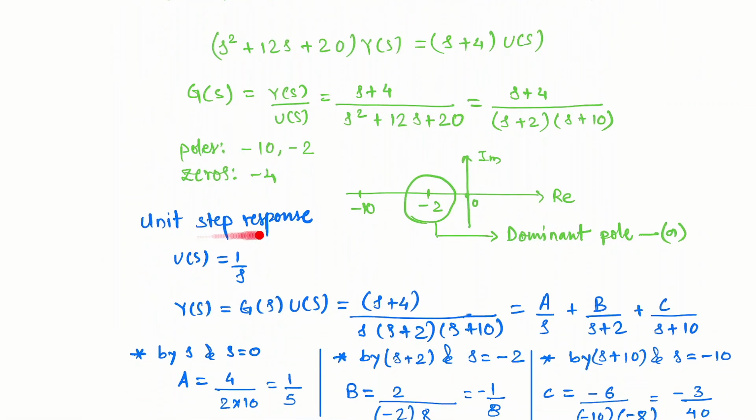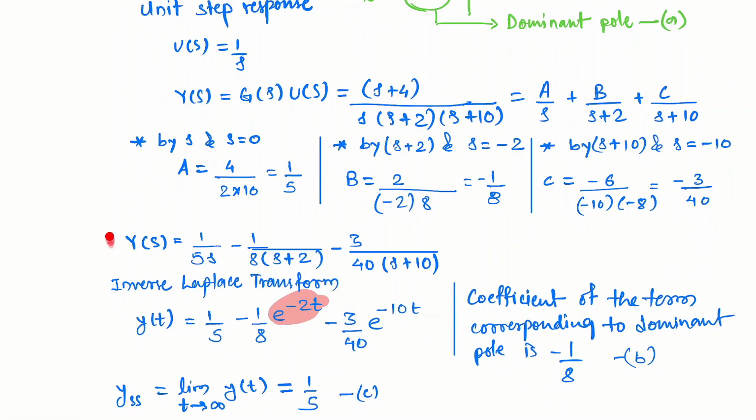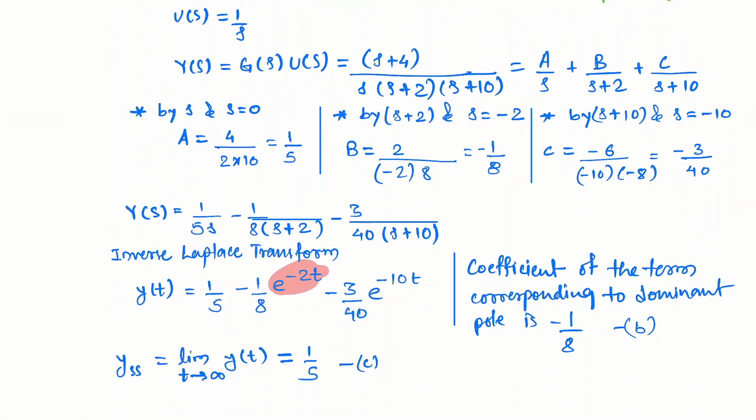Then we took unit step response by substituting U of s equals 1 over s and obtaining the expression for Y of s. We applied the partial fractions method in order to separate the terms. Then we took the inverse Laplace transform, and this e power minus 2t is the term corresponding to the dominant pole, the coefficient of which is 1 over 8.